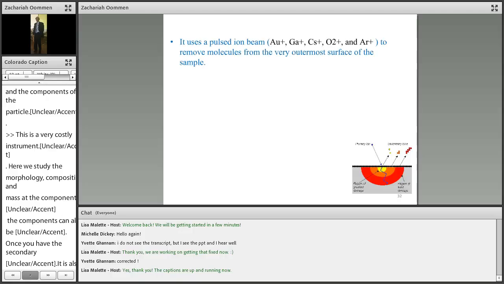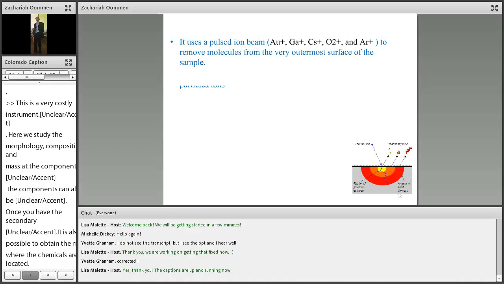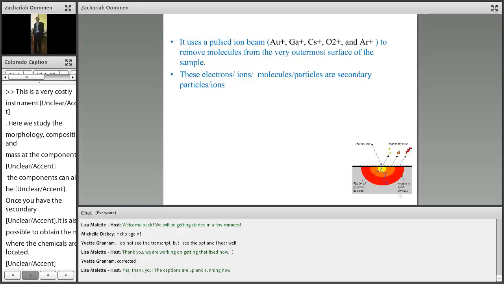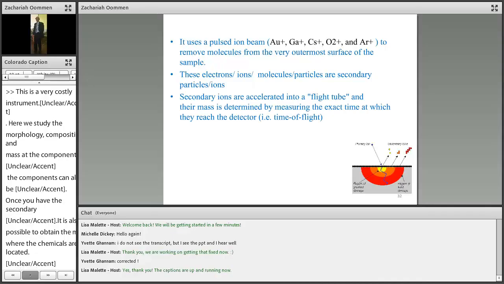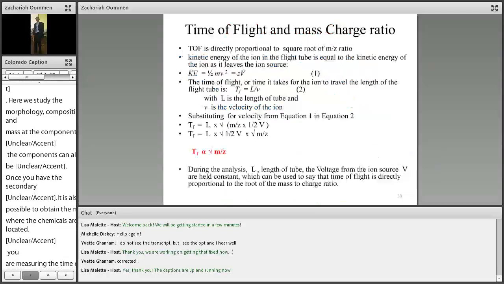So what you are doing is sending pulsed primary ions like Au plus, gallium, cesium plus or oxygen plus, to remove the outermost layer from the surface of the sample. The ions coming from the surface of the sample are secondary ions, and the secondary ions are allowed to pass through a flight tube, and then you measure the time at which the secondary ions reach the detector. So you are measuring the time of flight. That is why it is called the time of flight secondary ion mass spectrometer. By measuring the time of flight, it is possible to determine the mass of the component present.